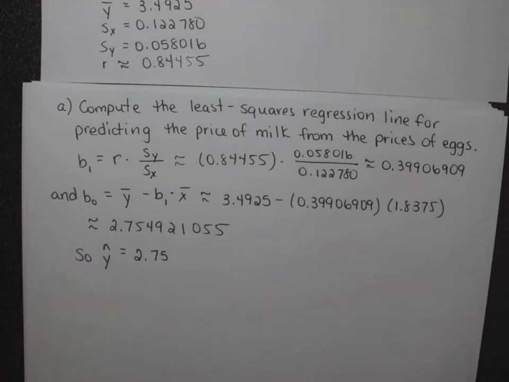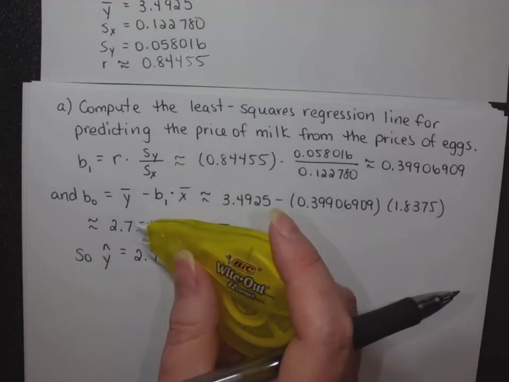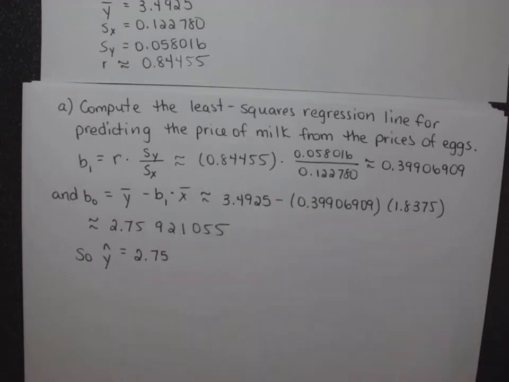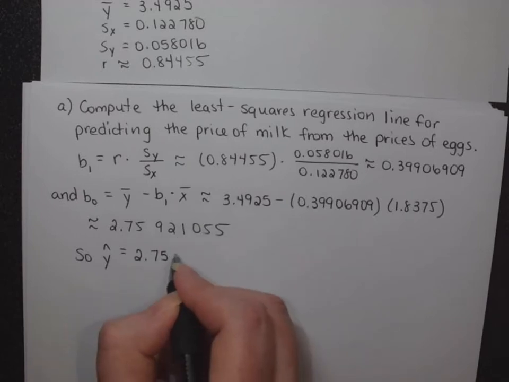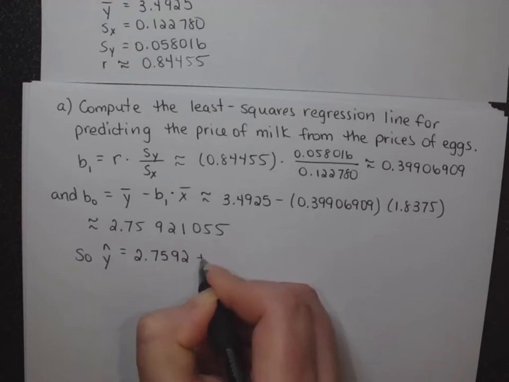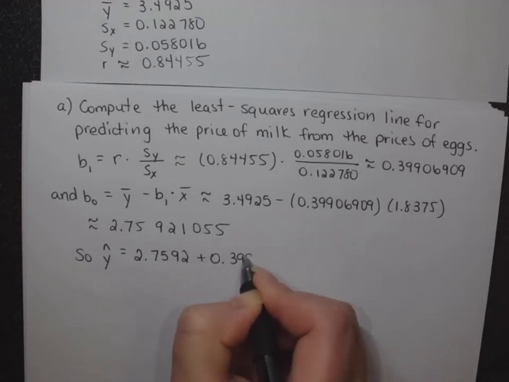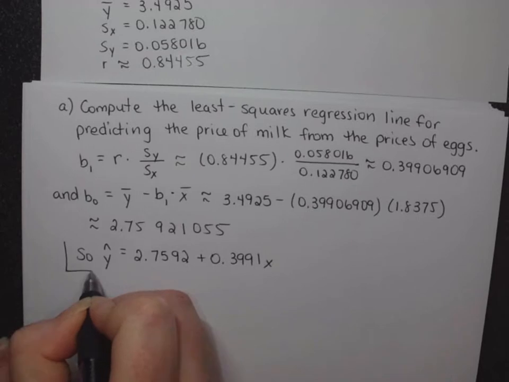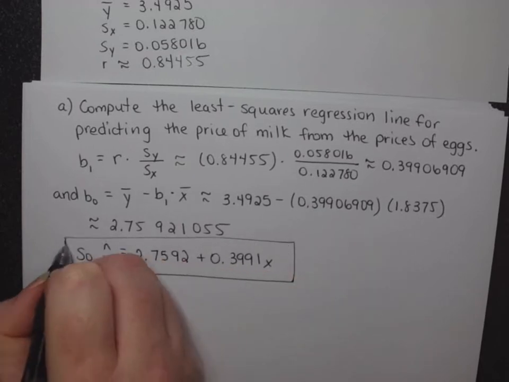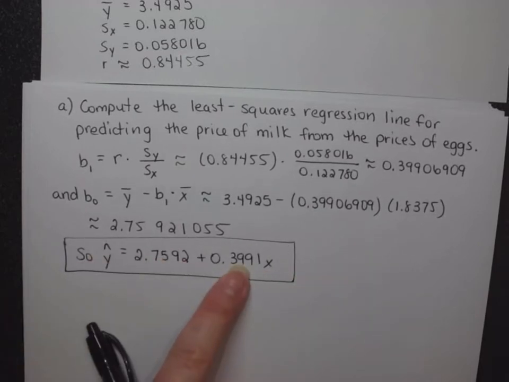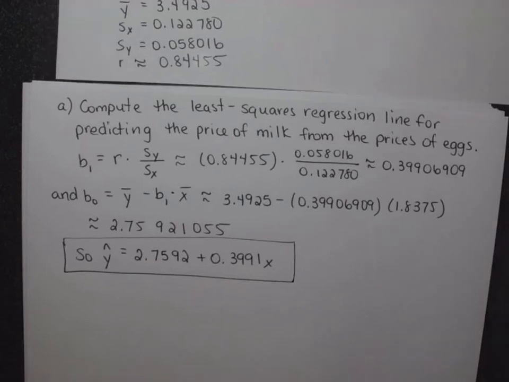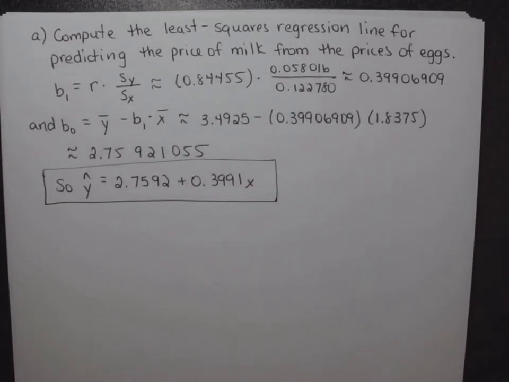Hang on a second. There's no 4 in this number. I really don't know why I wrote it like that. So now it only has 4 decimal places. I thought that was weird that I took it out to an extra one. So it's actually just 2.75921005. So sorry about that. When you round that to 4 decimal places, you get this. Notice here the slope is positive, which should make sense to us, right? Because as the price of eggs went up, typically the price of milk also went up.